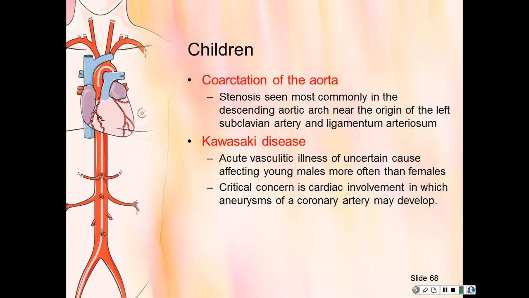Kawasaki disease is an acute vasculitis, a disease of uncertain etiology. It affects young males more often than females, and its critical concern is cardiac involvement, in which aneurysms of the coronary artery can develop. And this is one where the tongue also turns cherry red, very red, and has spots on it, kind of like a strawberry.